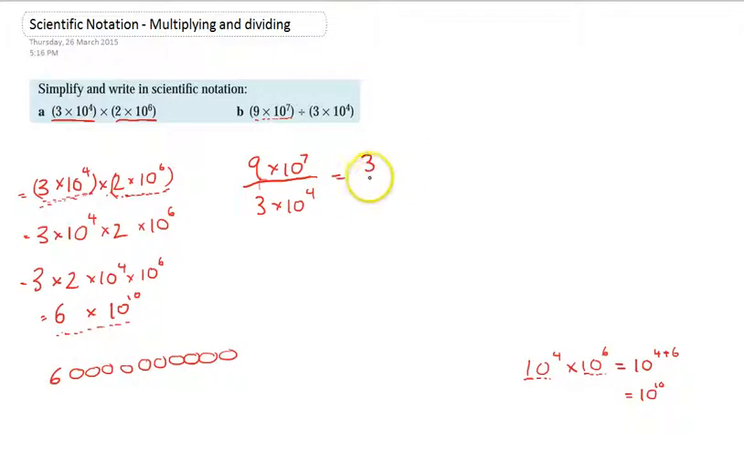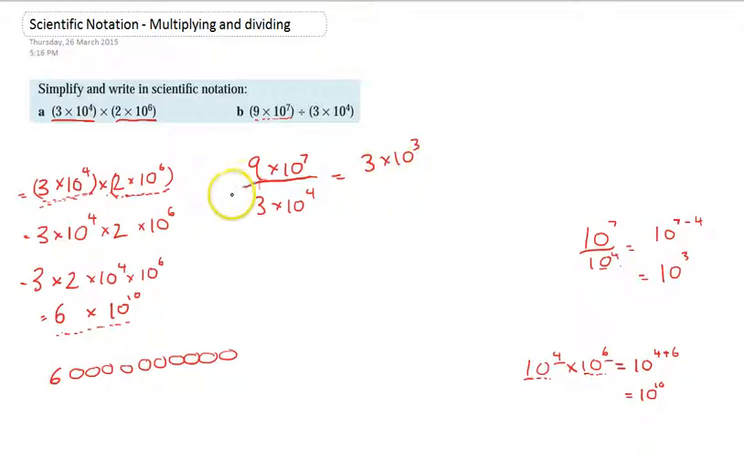9 divided by 3 we can just leave as 3. Now this 10 to the 7 divided by 10 to the 4. Now here's another little thing that you might want to see. I'll just write it over here. 10 to the 7 divided by 10 to the 4. Now that's going to be equal to 10 to the 7 minus 4. So those 7 and that 4, just like when we were adding them when we were multiplying, because division's the opposite, if we're dividing and we've got the same base, 10 and 10, 7 divided by 4, it's going to end up being 10 to the 7 minus 4, which is 10 to the 3.